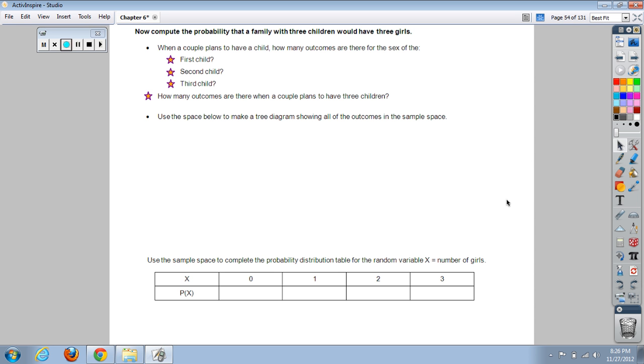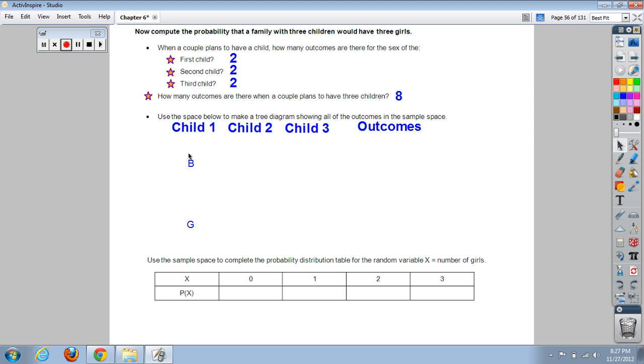Now, when a couple plans to have children, how many outcomes are there for the sex of our 3 children? For the first child, we have 2 choices. We're either going to have a boy or a girl. Second kid, third kid. So altogether, we have 2 options, 2 options, and 2 options. We multiply those together, and we really have 8 outcomes here to have 3 children. Some of them could be boys, some of them could be girls. They could be all one sex, so we're going to make a tree diagram for all of our possibilities.